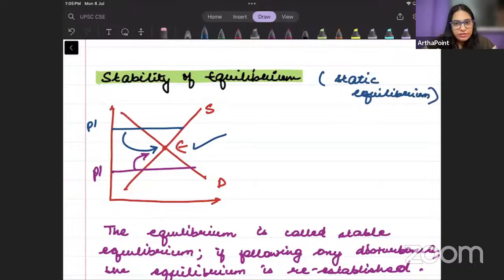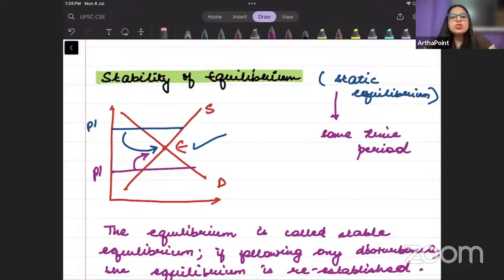Whatever equilibrium conditions we are doing for now, these are static in nature. And by static, what do I mean? By static, I mean that whenever we do these equilibrium conditions, we assume that we are talking about the same time period, a single time period. We don't consider time to be changing.